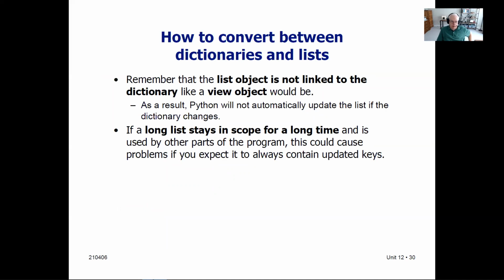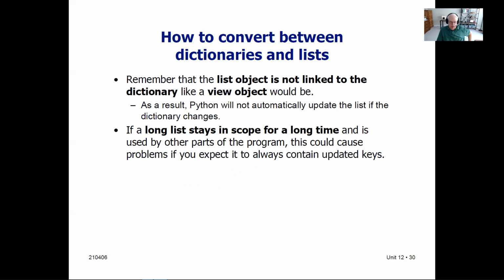So remember that the list is not linked to any of the things in the dictionary. It is a one-time deal. So it is not a view object. We made the list from a view object. So once that list is created with the constructor, there's no relationship. It's just a list, which is fine for doing something temporary, but it's not fine for something for a long period of time in your program.